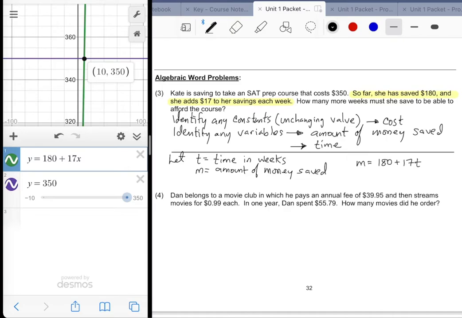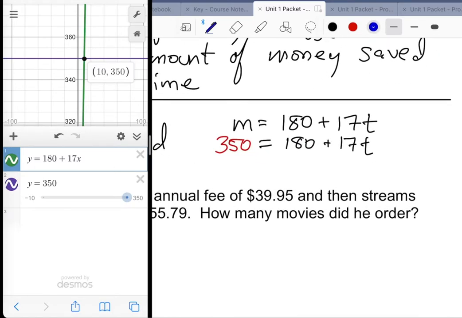Right. So if you're doing it by hand, though, we know that the amount of money should end up being equal to 350. So then we could just solve it the way we've always been solving linear equations. All right, subtract that 180. You get 170 is equal to 17t, because this cancels. And then divide out the 17. And you get t equal to 10.